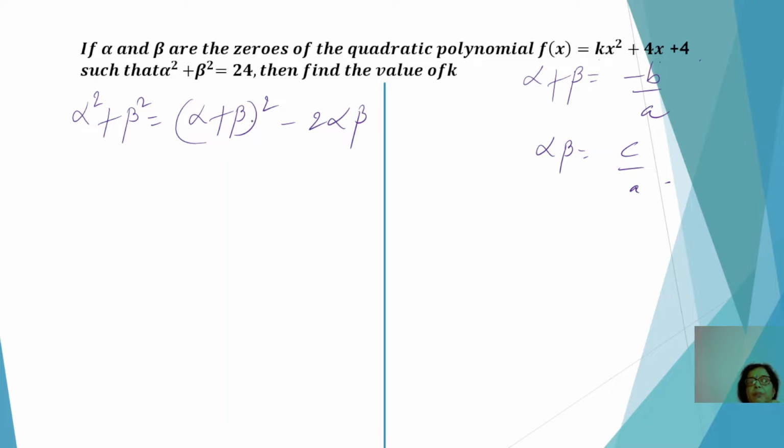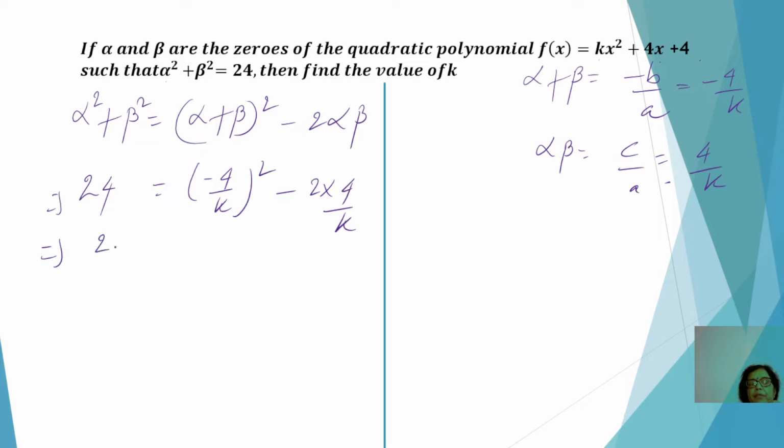So now alpha plus beta whole square, this will become equal to this. For this particular polynomial, I can write this as minus 4 upon k, and here I can write as 4 upon k. So substituting the values here, we'll get minus 4 upon k, the whole square, minus 2 into 4 upon k. And the question says alpha square plus beta square is 24. So here on the left hand side, we'll get 24. So this becomes 24 is equal to 16 by k square minus 8 by k.